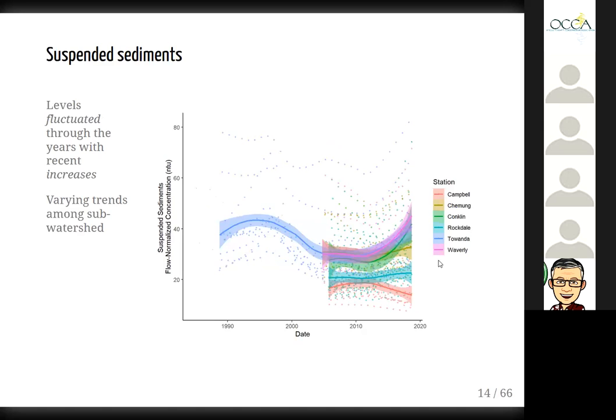For suspended sediments, the picture is a little bit more vague, to say the least. So you have pretty fluctuating levels throughout the years, especially among the sub-watersheds. So not all of them are doing the same things. Some of them, like Campbell, seem to be decreasing, but Waverly, Conklin, Towanda, and Chemung seem to be increasing at varying rates.